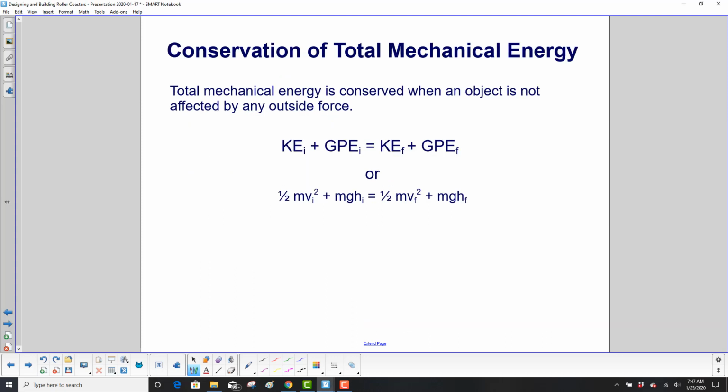For the two energies we're working with, which is kinetic energy and gravitational potential energy, they sum up to form total mechanical energy. And we say that it is conserved when an object is not affected by any outside force. So here's our base equation. We have the initial status over here, and then the final over here. What's interesting is we don't care about anything that happens in between. We just want the beginning and the end. We then substitute in our equations for kinetic energy and gravitational potential energy. And note the subscripts. This tells us that it's the initial energy, the I there, and this F tells us that it's the final energy.